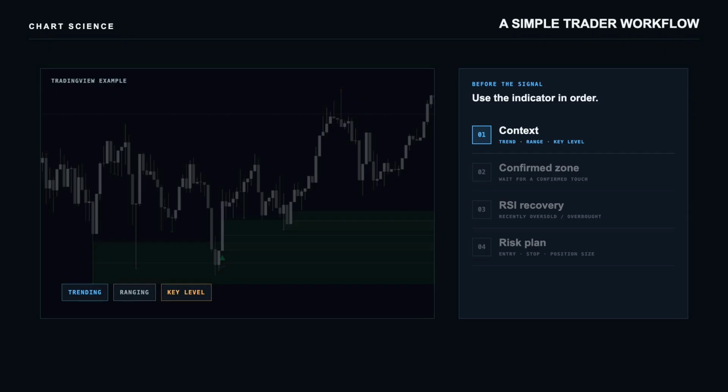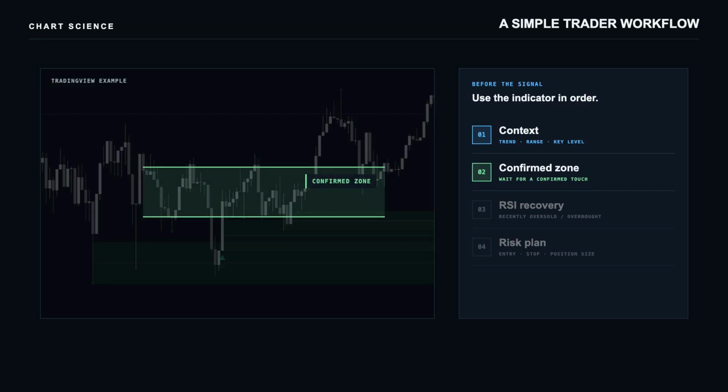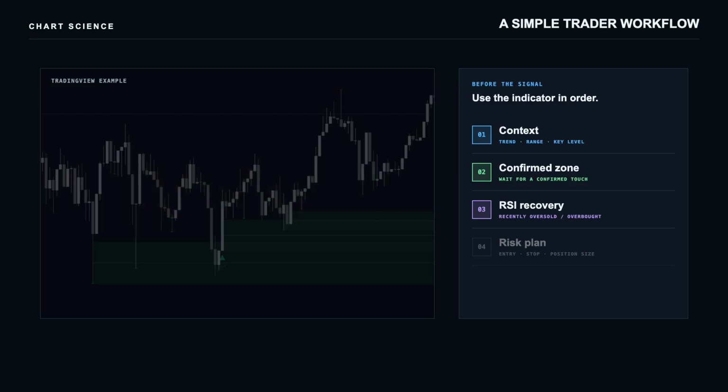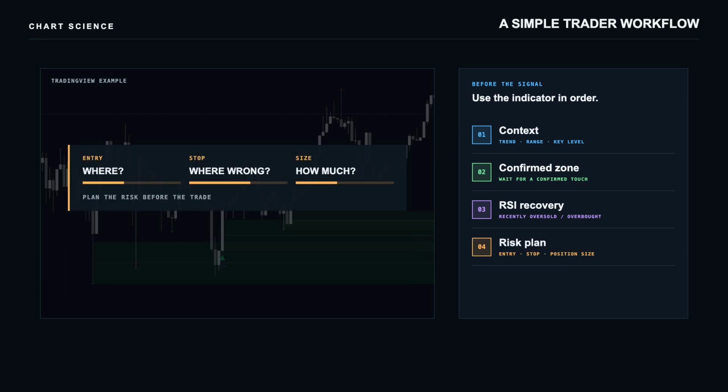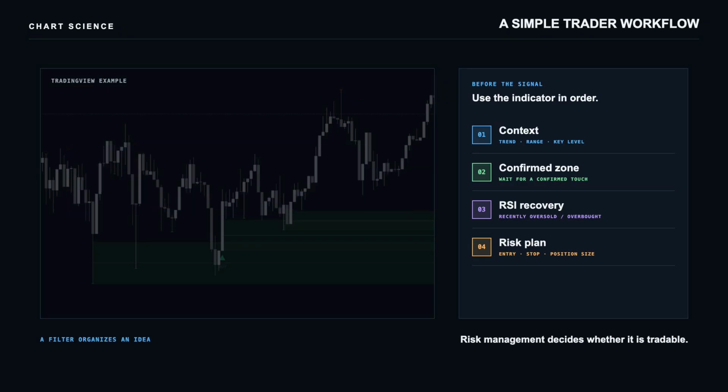Here is a practical way to use the indicator. First, check the bigger market context. Is price trending, ranging, or breaking a key level? Second, wait for price to touch a confirmed zone. Third, look for the RSI crossover after a recent oversold or overbought reading. Finally, decide your entry, stop, and position size before you trade. The indicator can organize an idea. Risk management decides whether that idea is tradable.